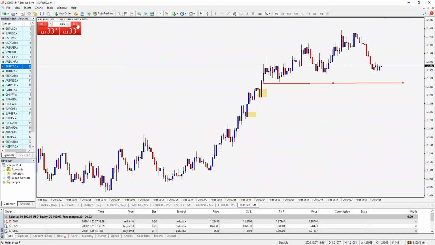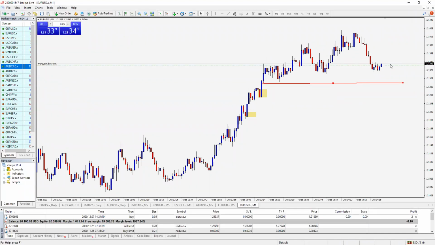So let's take it. We'll place our stop loss there. Remember, these trades are not intended to be replicated on your own account, so just be responsible for your own trades.